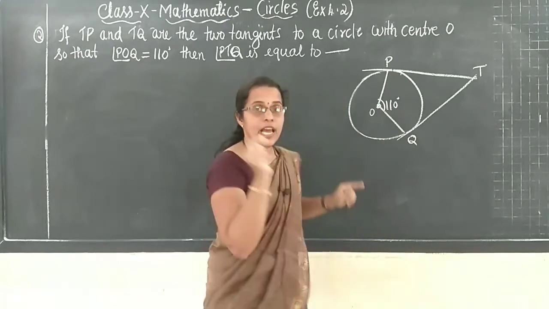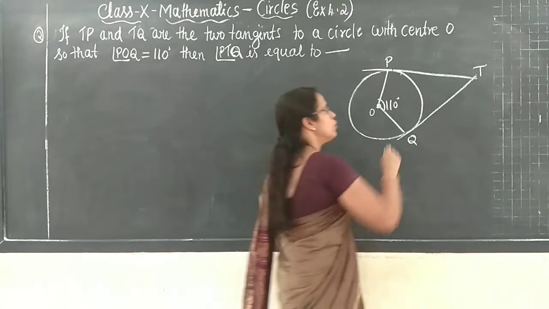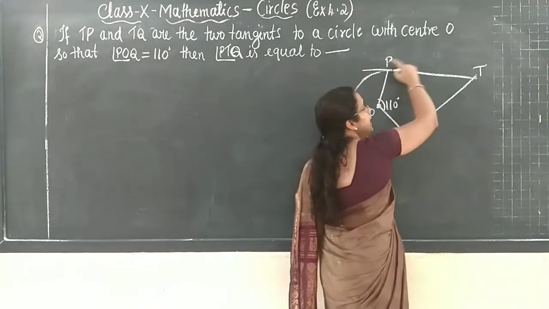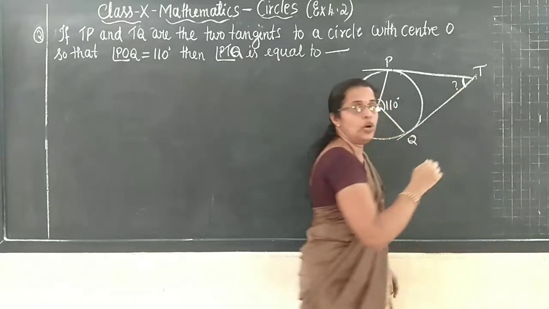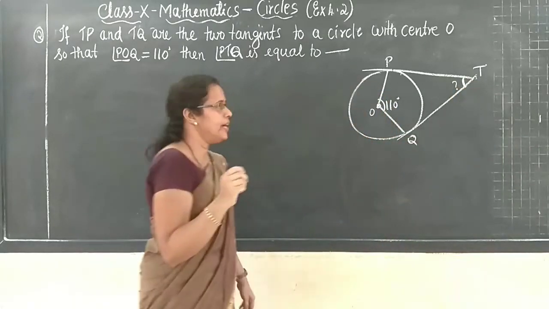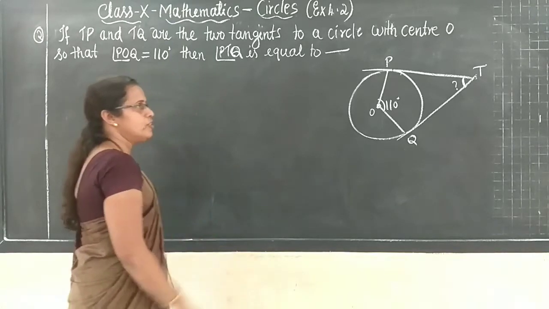How much degree? 110 degree. Okay, then PTQ you have to find out. Where is PTQ, children? PTQ is the T angle we have to find out. How can we find the value of T there? Okay, so how to find out, children?